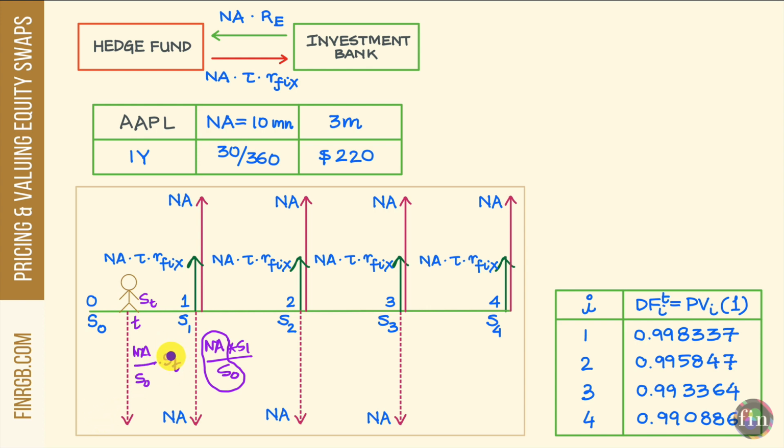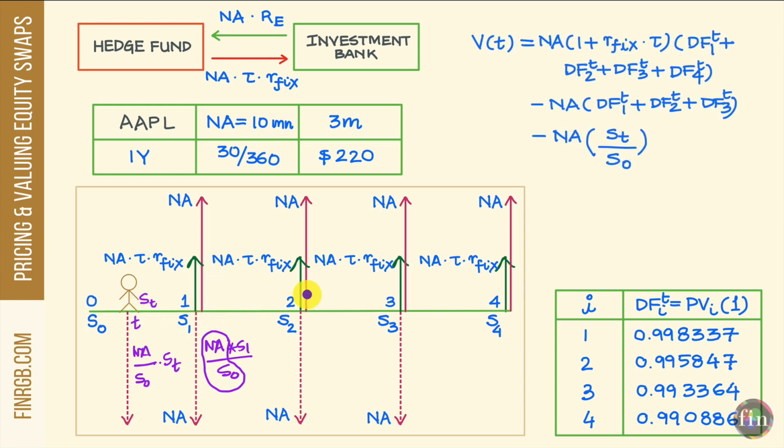Okay. Now, to value this equity swap, very simple, just calculate the aggregate discounted value of these cash inflows. This is what I have here. From it, subtract the discounted aggregate value of these future planned investments. This is what I have here. And from this, also subtract the current investment at this point in time. And this is what I have here.